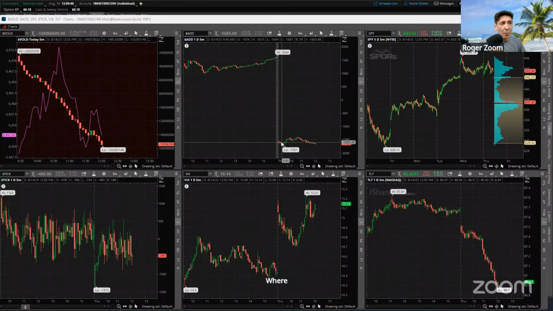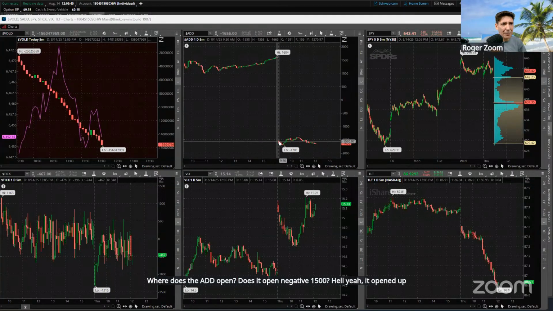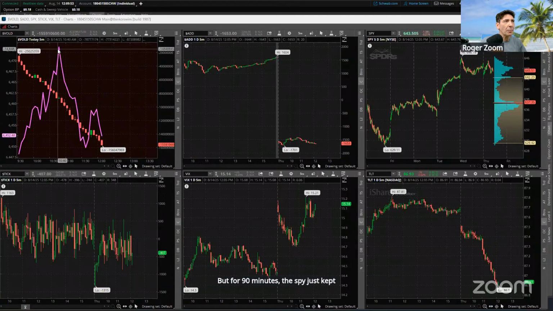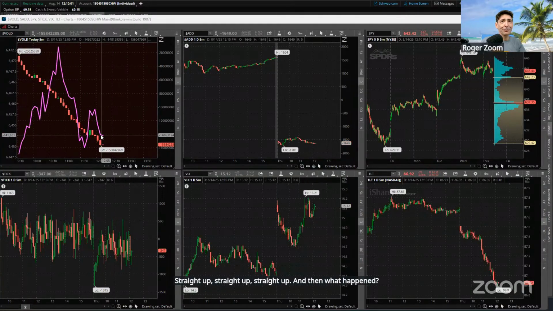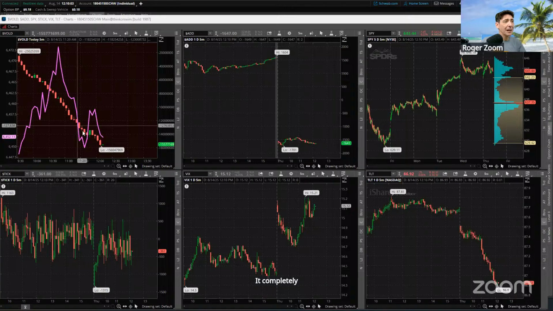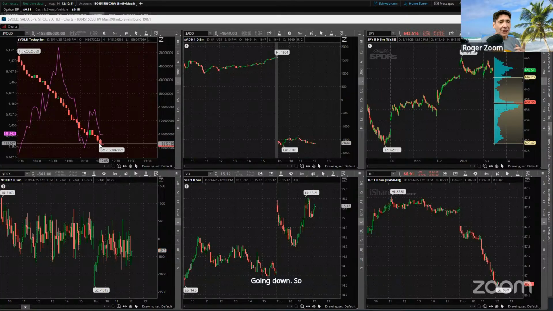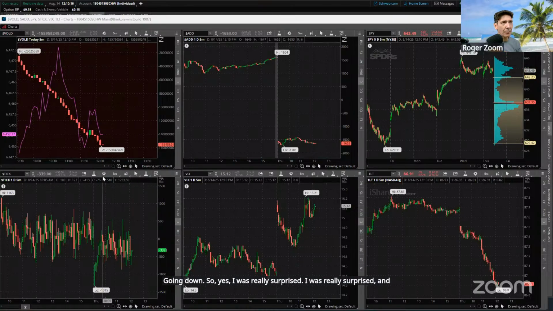Where does the ADD open? Does it open negative 1500? Hell yeah, it opened at negative 1570. And what has it been doing? But for 90 minutes, the SPY just kept going straight up, straight up, straight up. And then what happened? It completely caught up. It's diverging again right now, by the way. And what is the Vold doing? Going down. So yes, I was really surprised. I was telling everybody I'm really surprised.